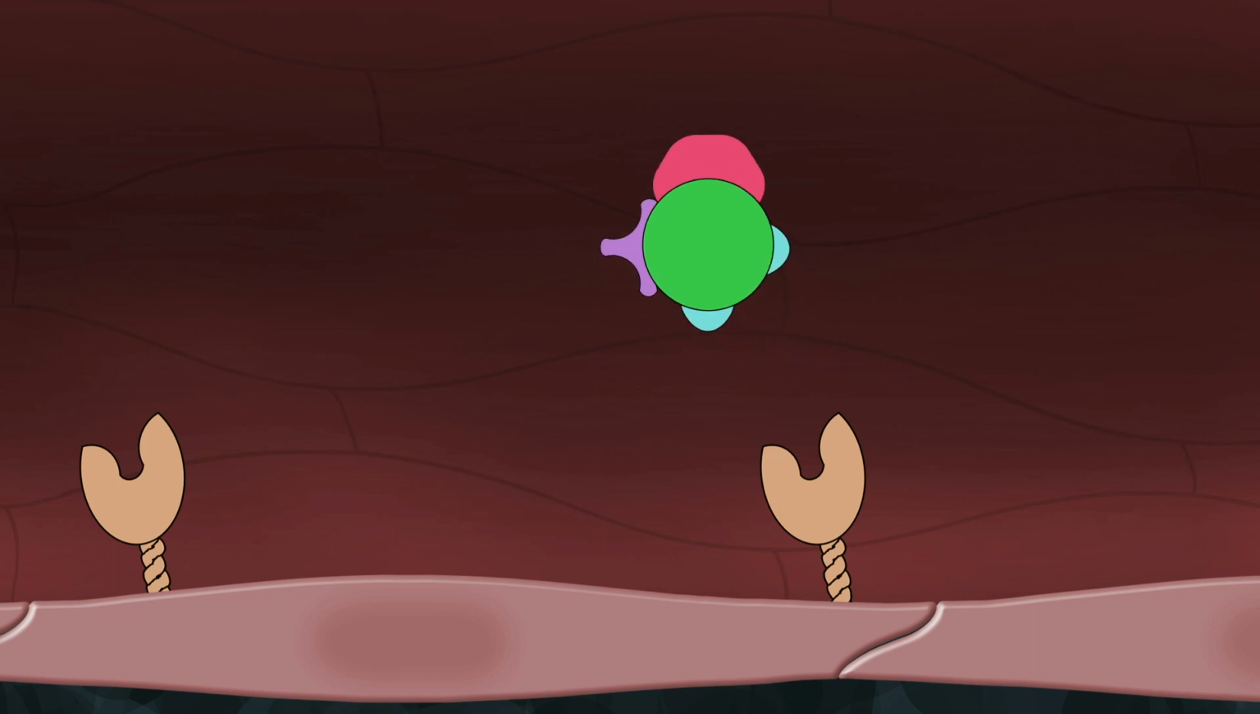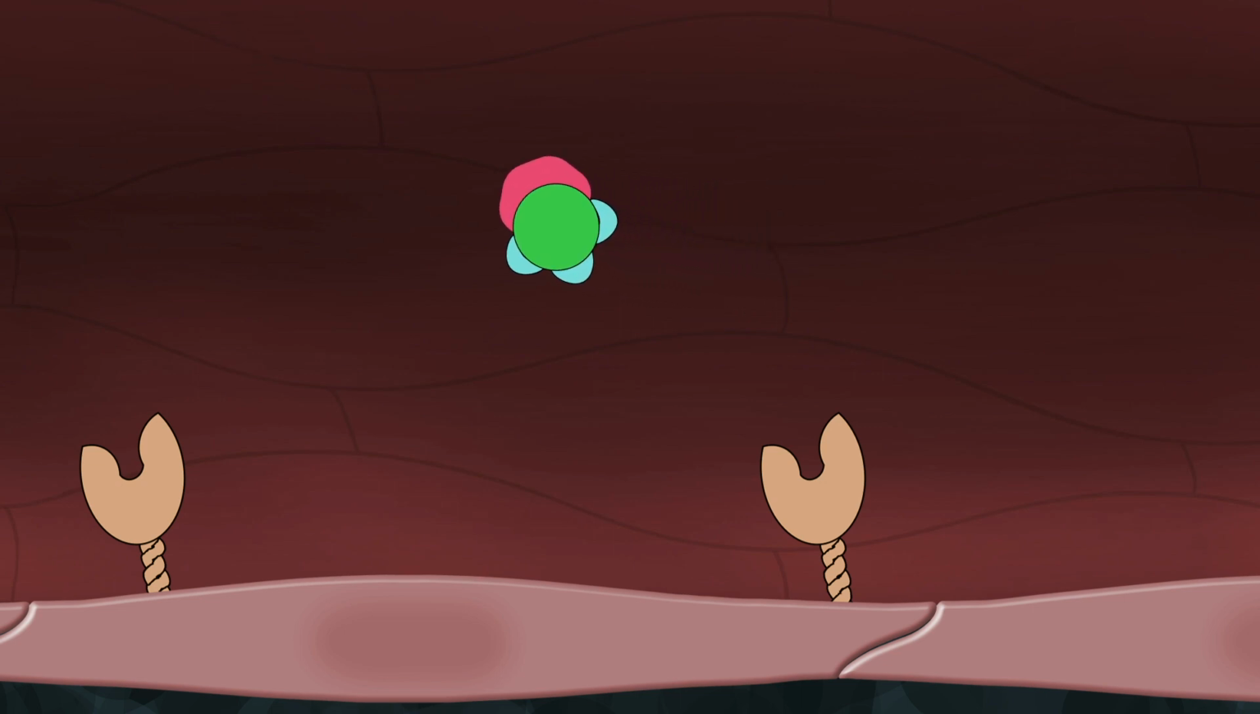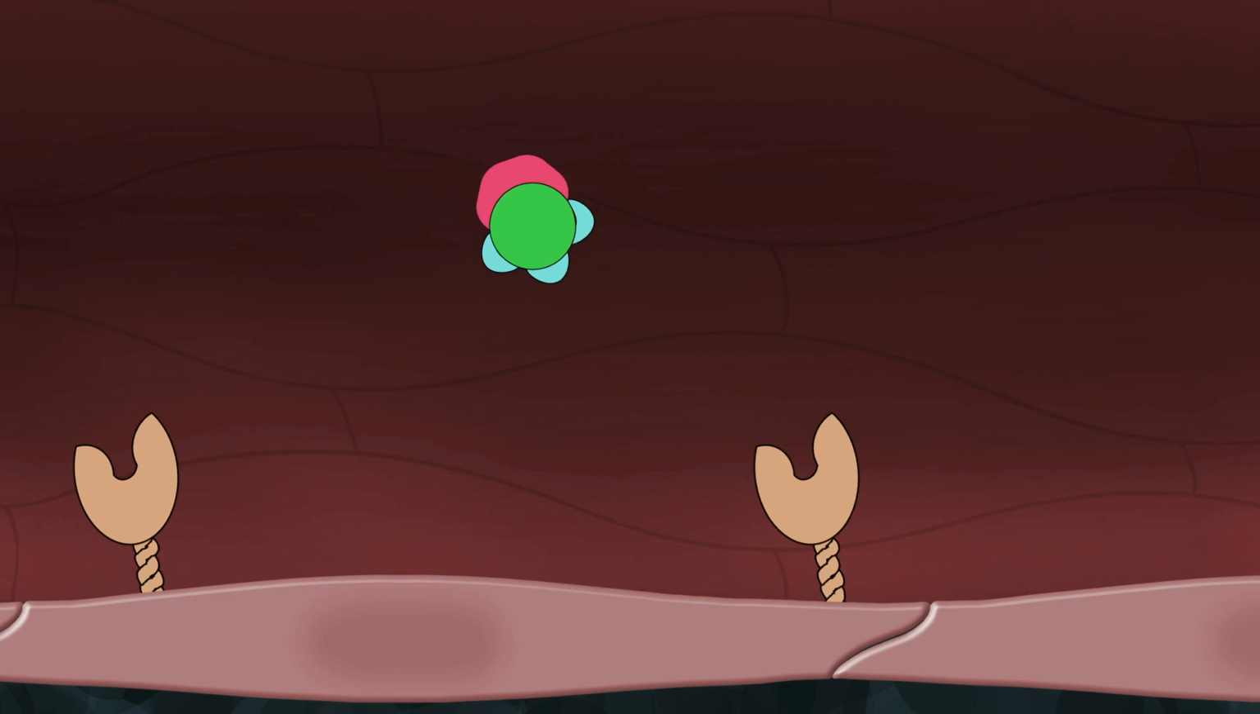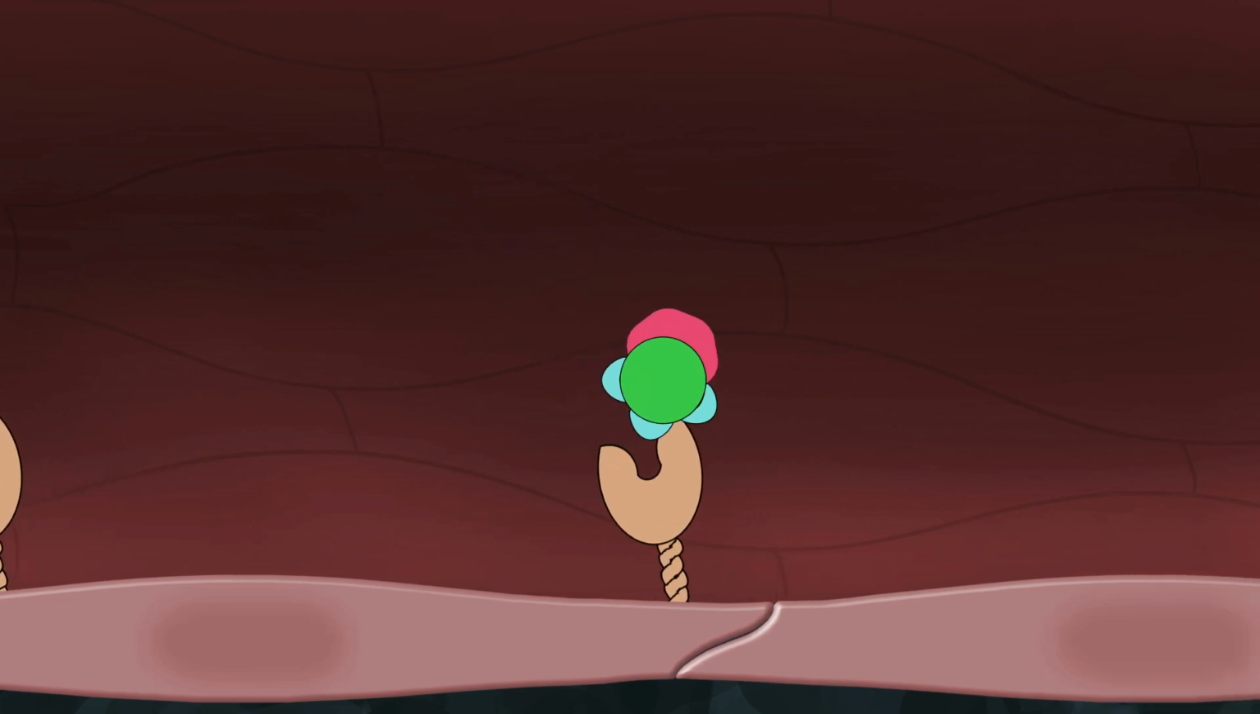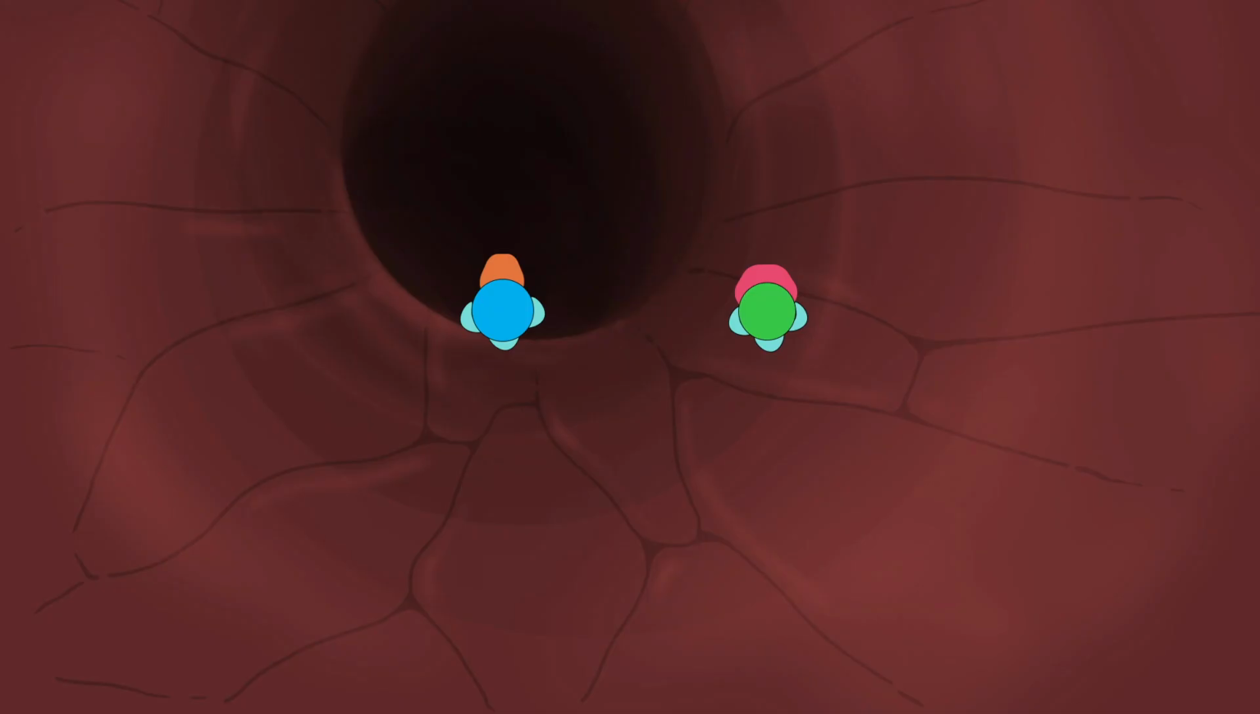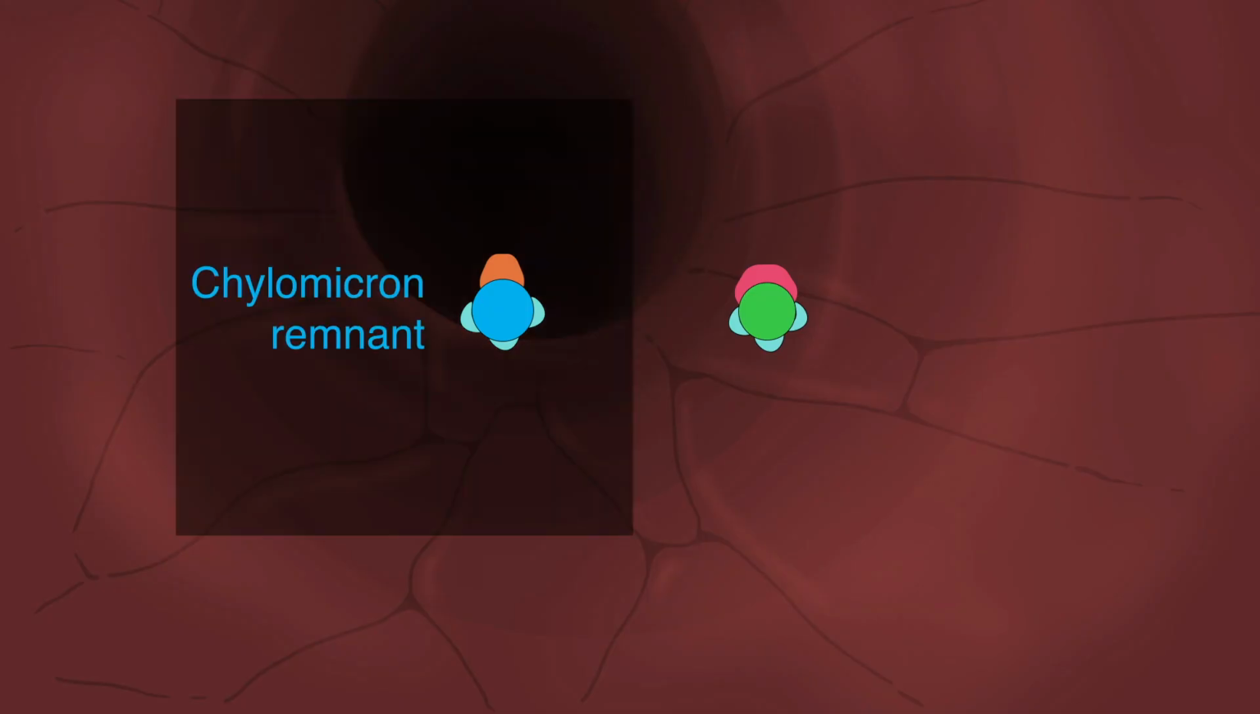Gradually, the ApoC2 molecules get transferred back to HDL in exchange for another apoprotein called ApoE. Eventually, all ApoC2 is exchanged for ApoE, and the lipoprotein lipase cannot act on the triglycerides in the particle anymore. The particles are now called remnants. At this stage, each chylomicron remnant has one molecule of ApoB48, a few molecules of ApoE, and no ApoC2.